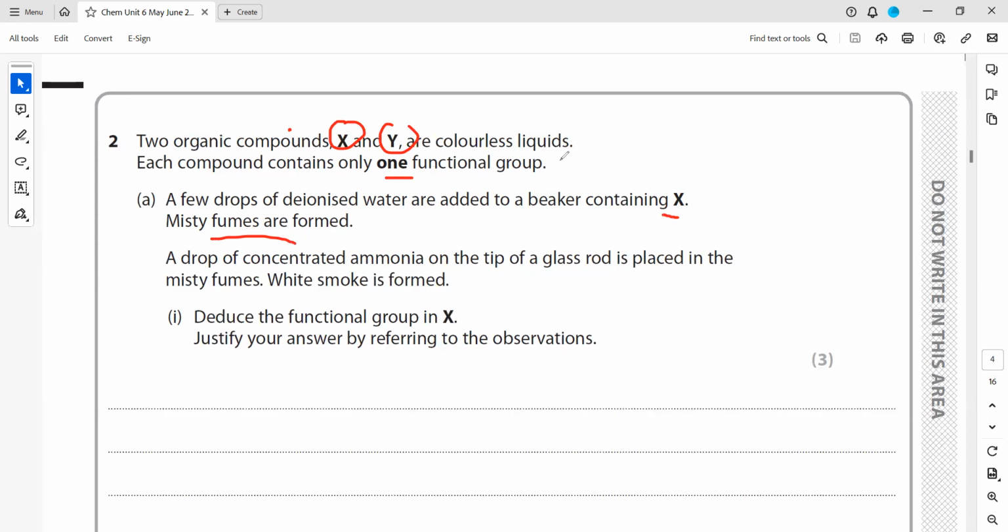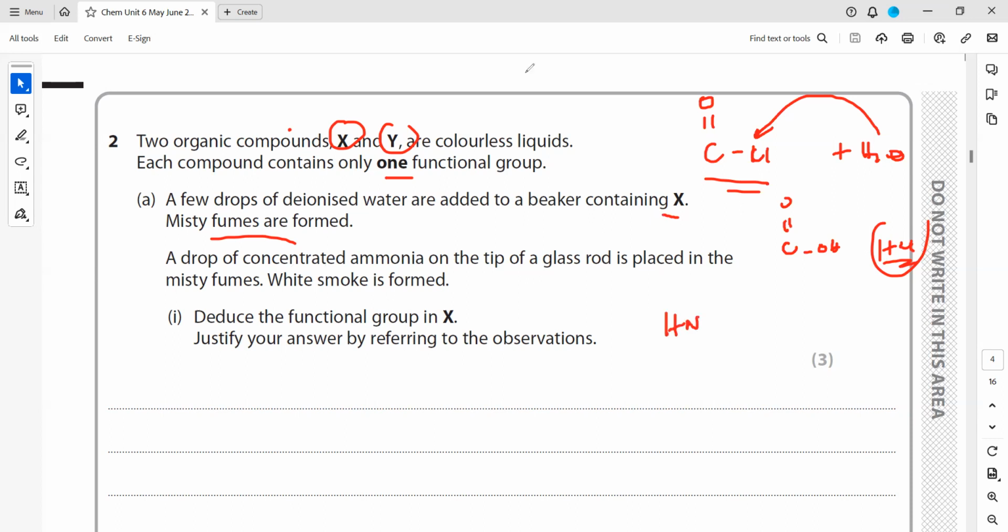So whenever water is added and misty fumes appear, what does this indicate? For example, if we have an acyl chloride and we add water, H2O, the OH will take the position of the Cl and produce C double bonded with O and OH, plus HCl. This HCl is responsible for the misty fumes. A drop of concentrated ammonia on the tip of a glass rod is placed in the misty fumes, and white smoke is formed. Why is there white smoke? Because the HCl released combines with ammonia and produces ammonium chloride. That is why it gives white fumes.